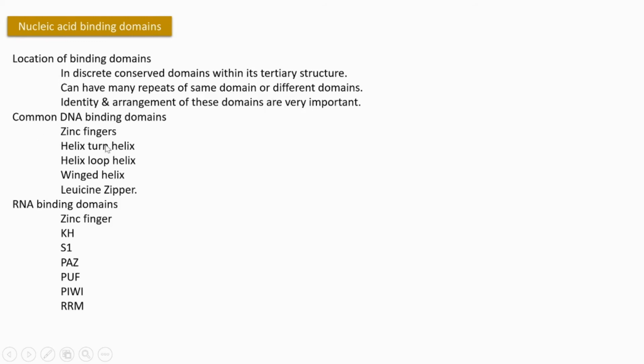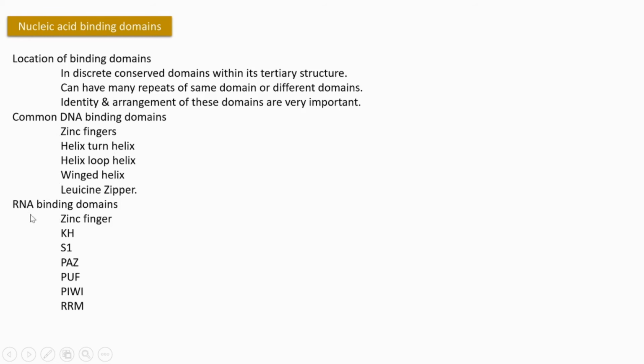Then which are the different DNA binding domains? The usual common DNA binding domains: zinc finger motifs are there. Helix turn helix motif or domain is there. Helix loop helix domain is there. Winged helix is there. Leucine zipper domain is there. All these are domains present in DNA for interacting with the protein.